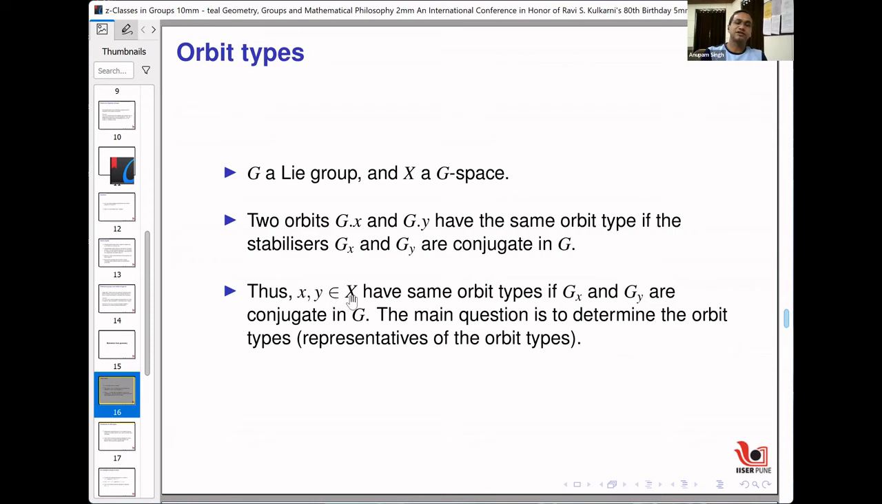If I look at two elements x and y in X which have the same orbit types, that will mean that Gx and Gy are conjugate in G. You can see that this will give rise to a kind of equivalence relation on capital X. The main question is to determine the orbit types or representatives of the orbit types.